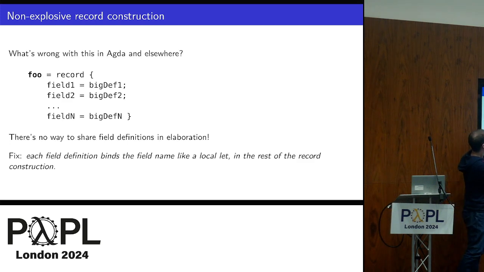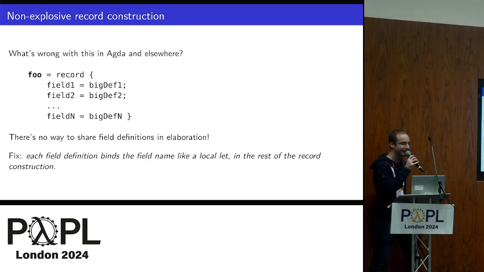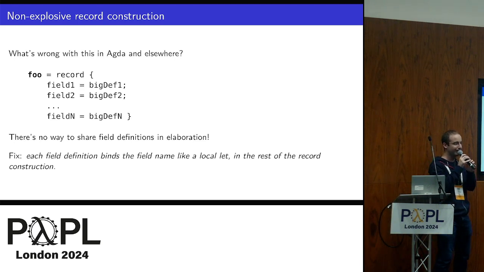So what's wrong with this definition in Agda and elsewhere? We just have a record, and then we just have the fields. So this is just a record definition. We have to give definitions to each field. So what's the issue with this? And I think Agda users probably know that this pattern can behave very badly in type checking.